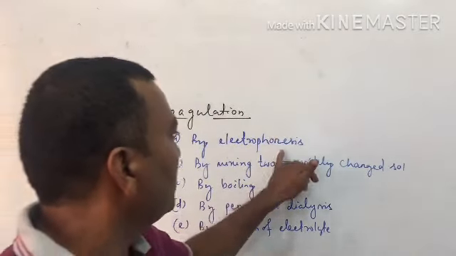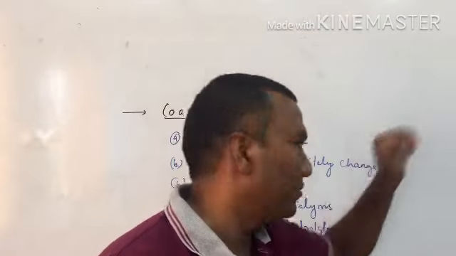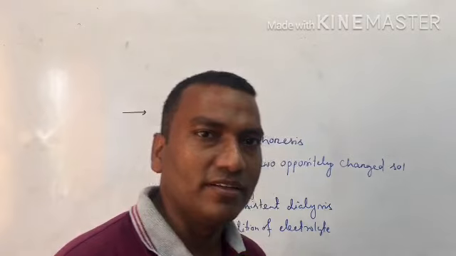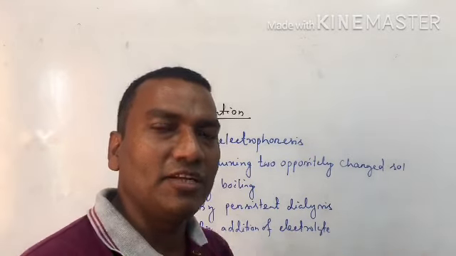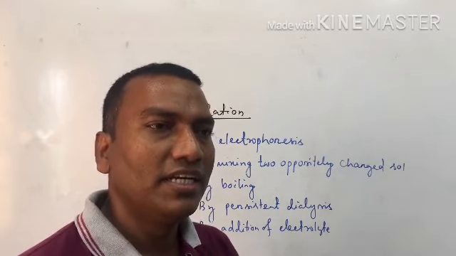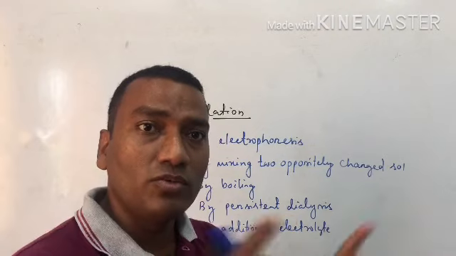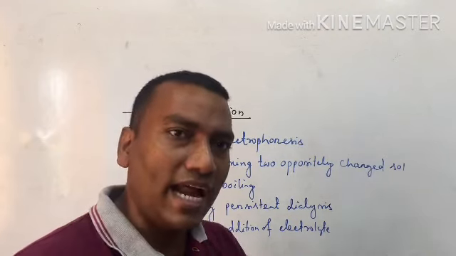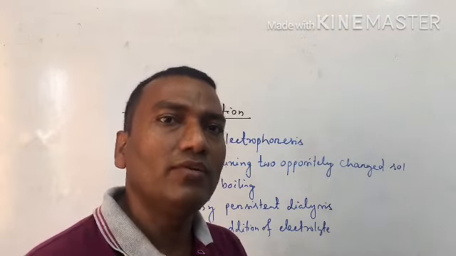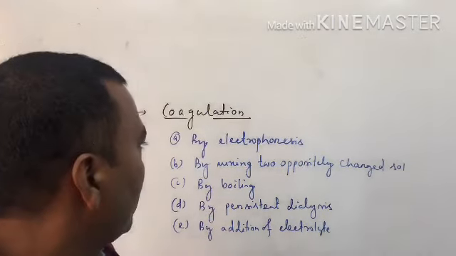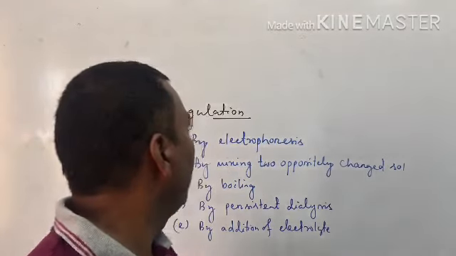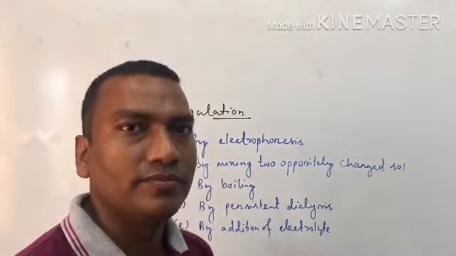So by electrophoresis, coagulation can be done. Similarly, by mixing two oppositely charged salts. Last class we have read AgNO3 and KI, test tube A, test tube B. So there are two types: positively charged and negatively charged salts. If you add these two, a precipitate is formed. So by mixing two oppositely charged salts, coagulation can be done.